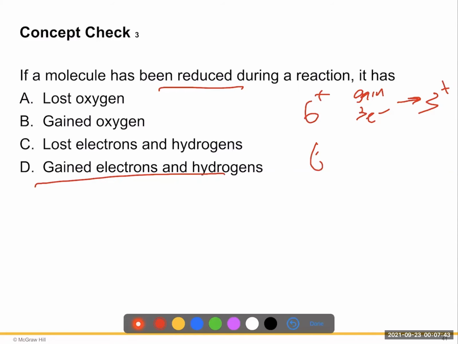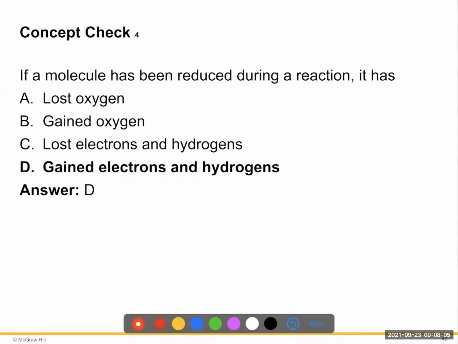If you do it mathematically, 6 plus -3 equals what? 3, right? 3. Because you've lost 3. So you're gaining negative charges. You're gaining things that reduce the number, reduce the charge. So it would be gained electrons and hydrogen because you're reducing it.